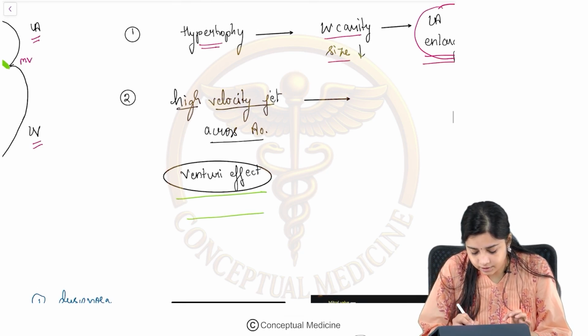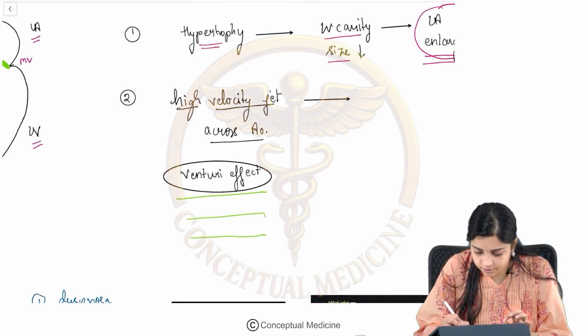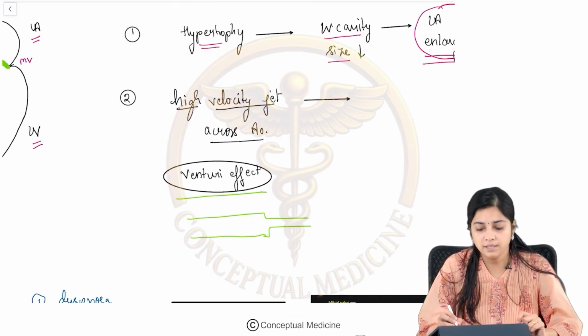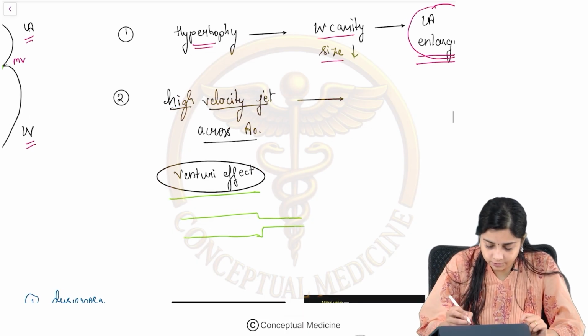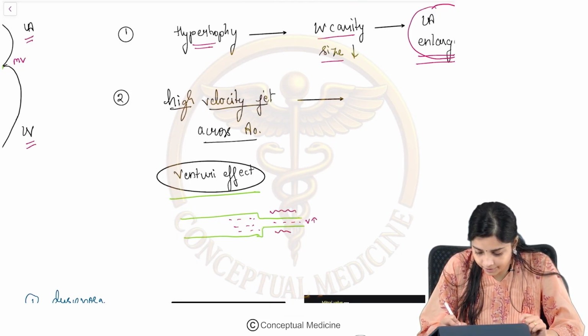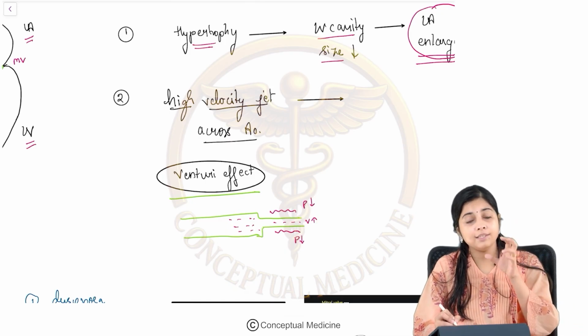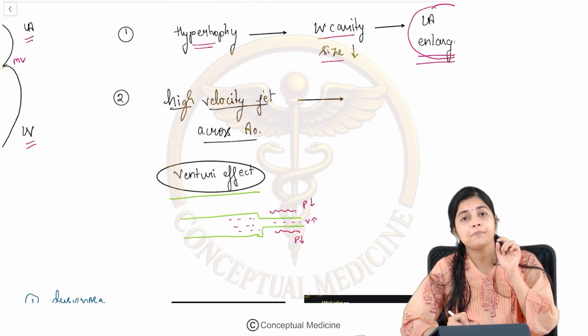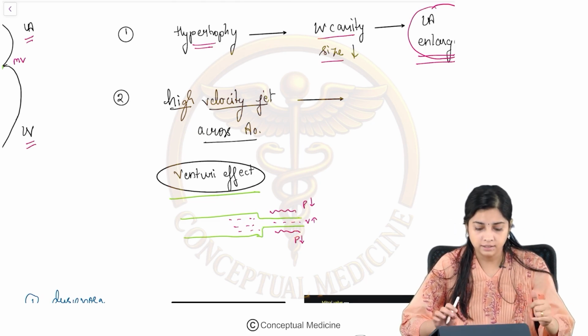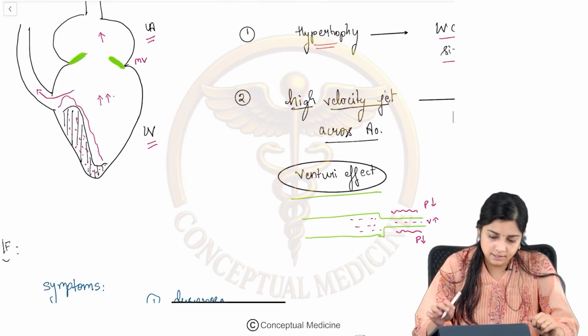Whenever there is a fluid which is flowing through a tube and it encounters a narrowing, what happens to the velocity here? The velocity increases, and what happens to the pressure in the surrounding area? The pressure decreases. So, whenever there is a fluid which is encountering a narrowing, the velocity of the jet increases and the pressure in the surrounding area decreases. So, this is exactly what happens here, correct?